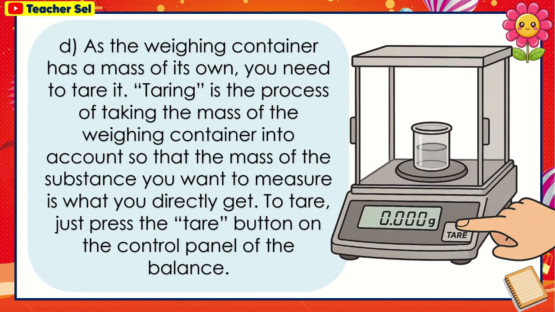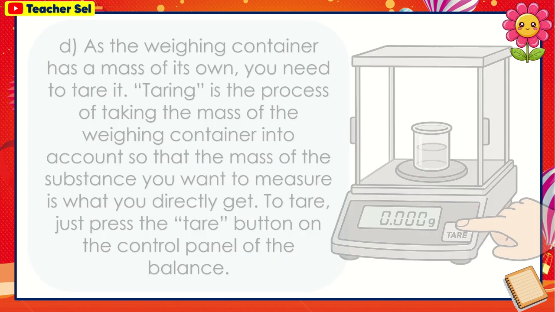As the weighing container has a mass of its own, you need to tare it. Taring is the process of taking the mass of the weighing container into account so that the mass of the substance you want to measure is what you directly get. To tare, just press the Tare button on the control panel of the balance.